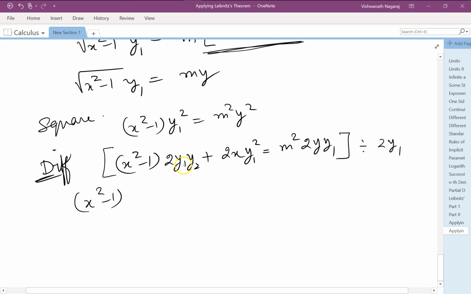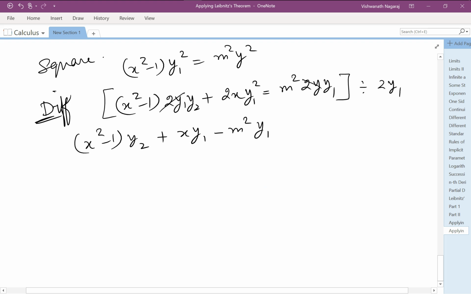x square minus 1, 2y1 goes off, so we are left with y2, plus 2 disappears and one of the y1 disappears, so we are left with xy1 plus, okay, let's bring it to this side, so it becomes minus n square, 2y disappears, so we are left with y1. Now we apply the Leibniz theorem. Why do we do that? To get yn, the nth derivative. So let's now apply the Leibniz theorem.